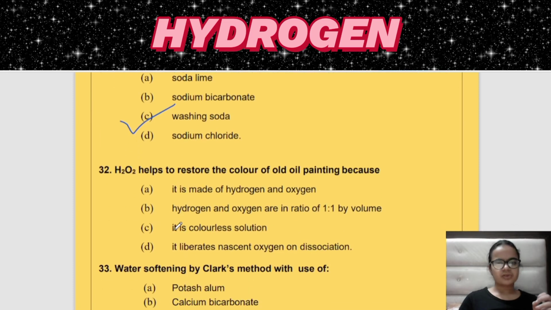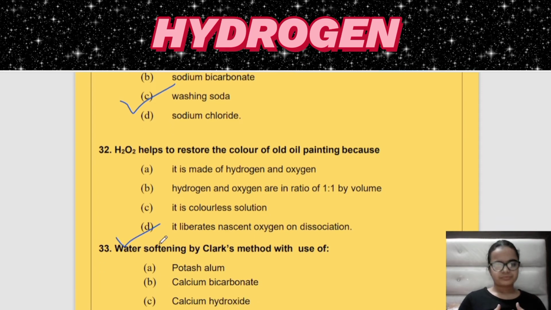Next question is, hydrogen peroxide helps to restore the color of old oil painting because, and the answer, it liberates nascent oxygen on dissociation. When hydrogen peroxide dissociates, H2 and O2 will dissociate, so it will liberate nascent oxygen.